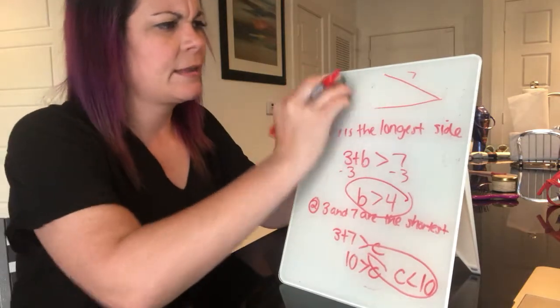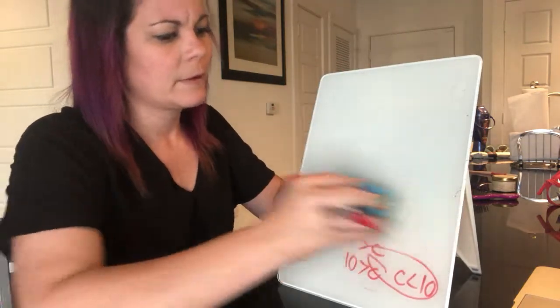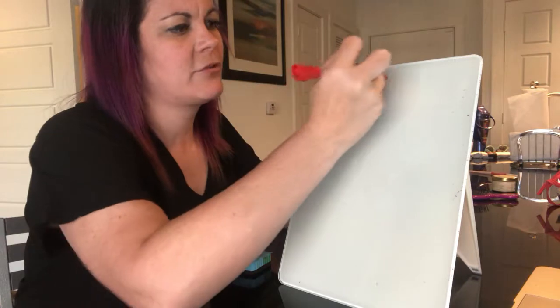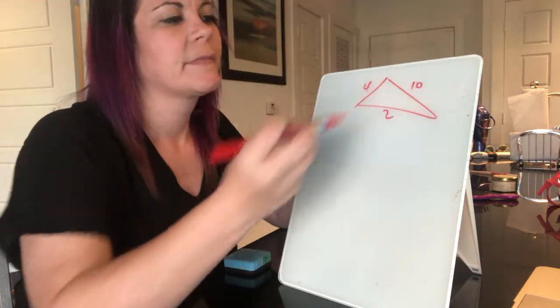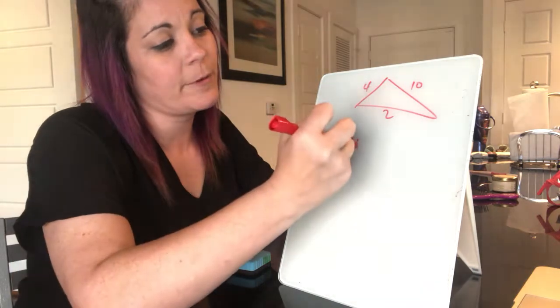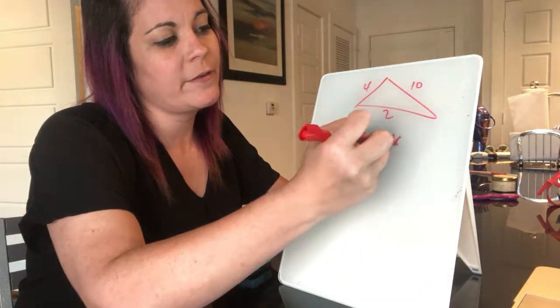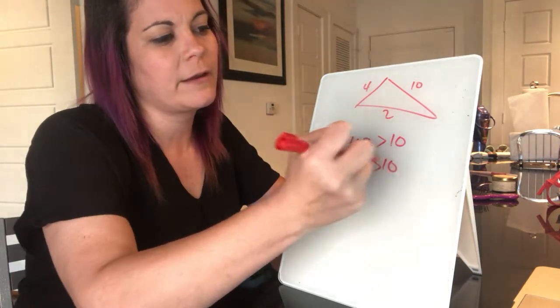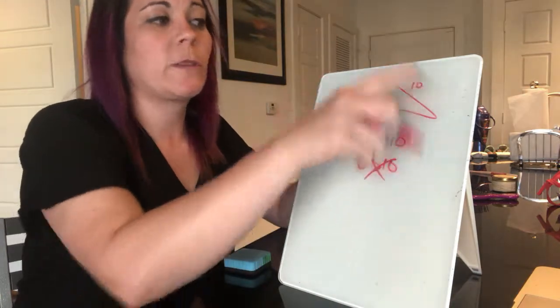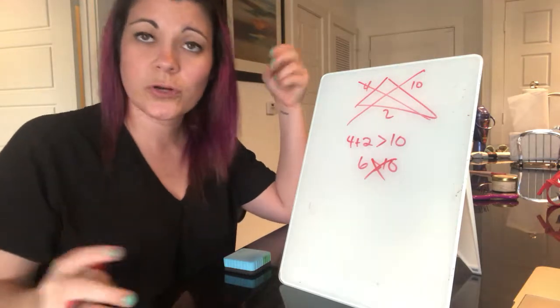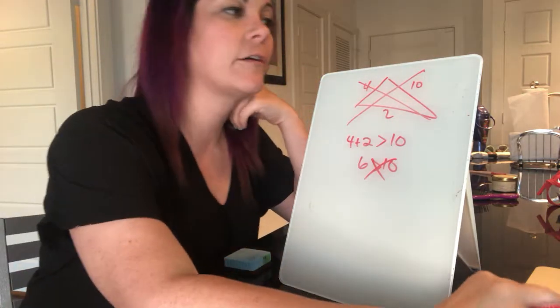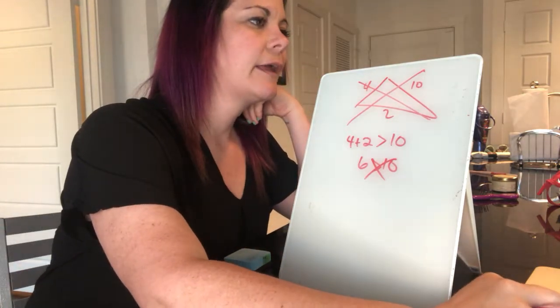So let's see about this. Let's see if we have a triangle and we have 4, 2, 10. The two shorter sides, 4 plus 2, is it greater than 10? 6 is greater than 10. This is not true. So these can actually not make a triangle because the two shorter sides are not greater than that third side.